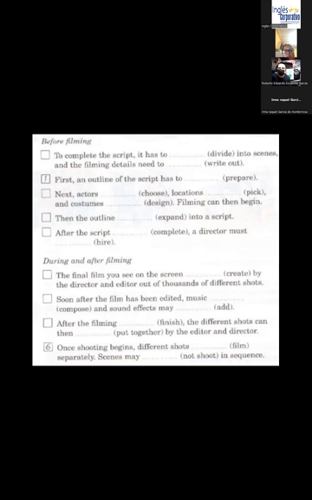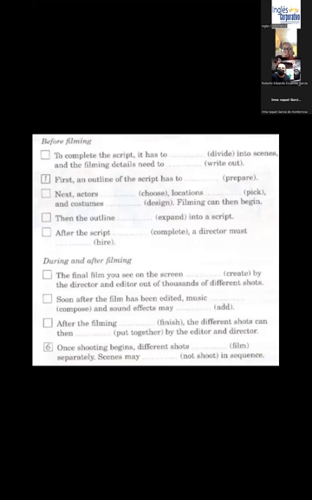Music is composed, and some effects might be added. After the film is finished.